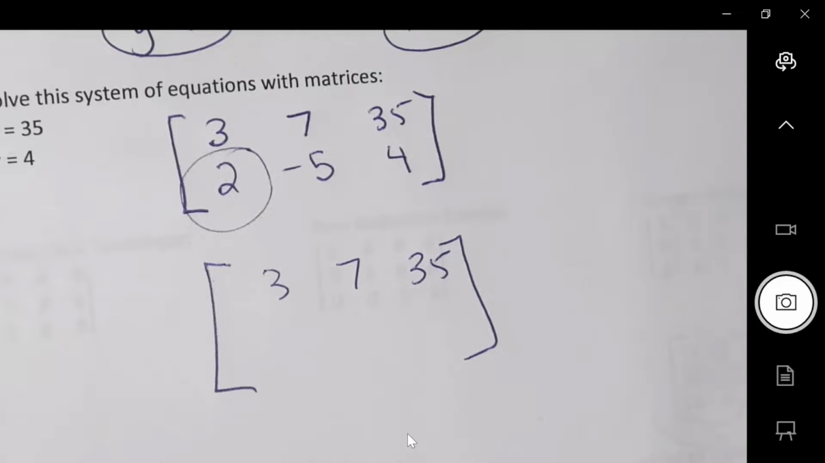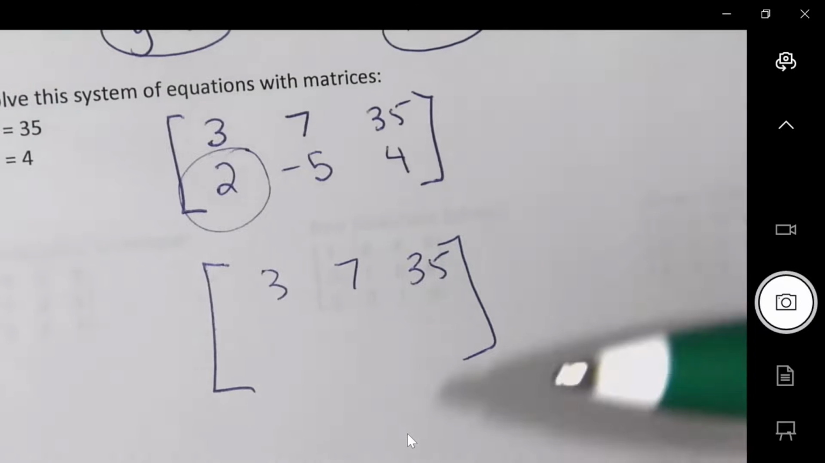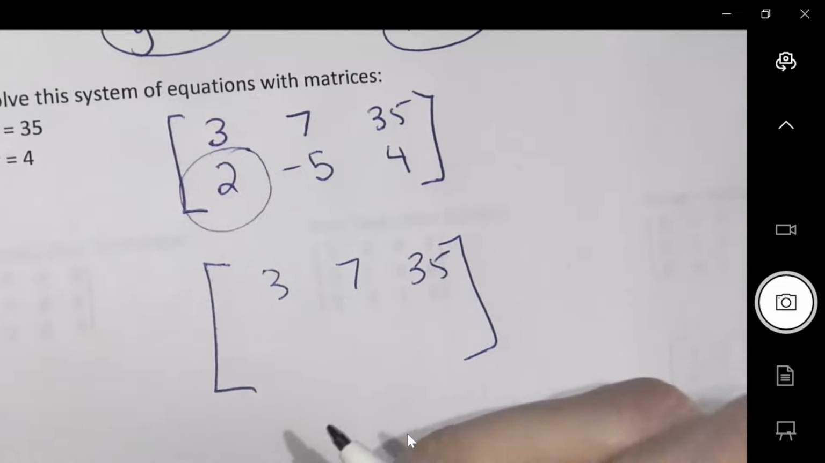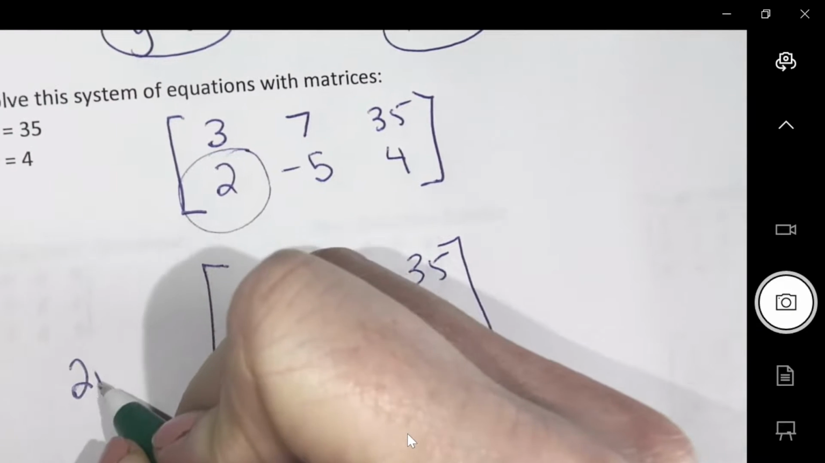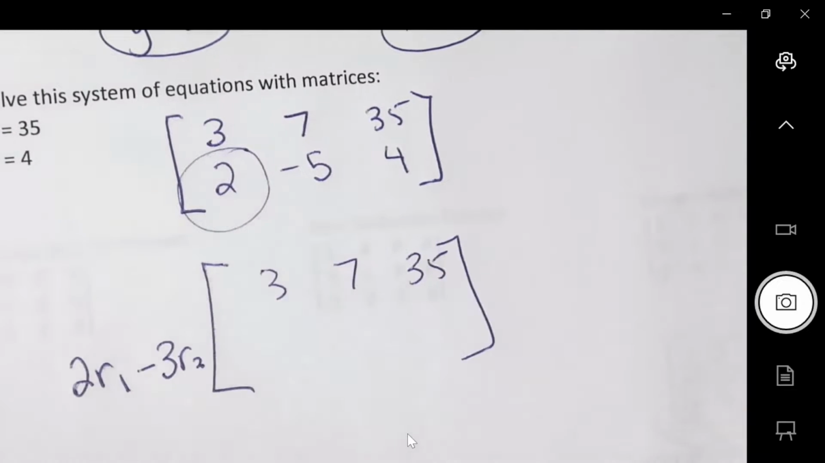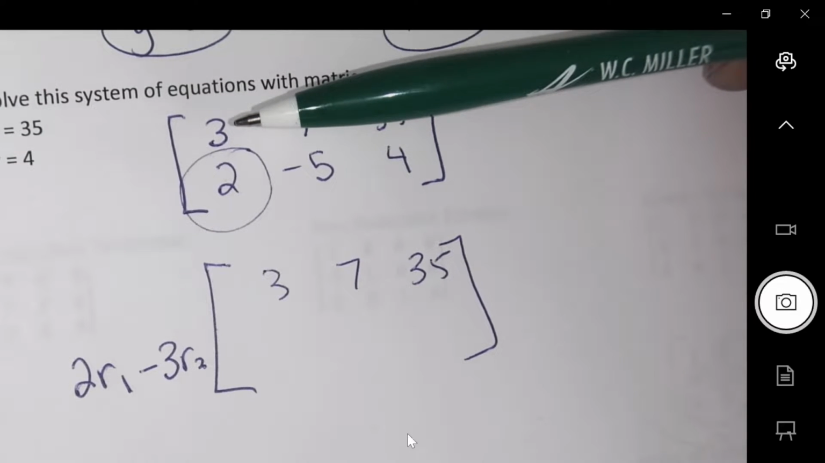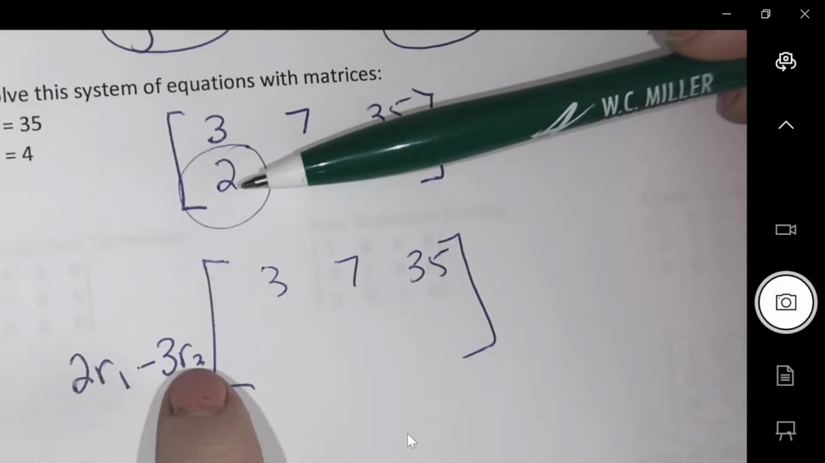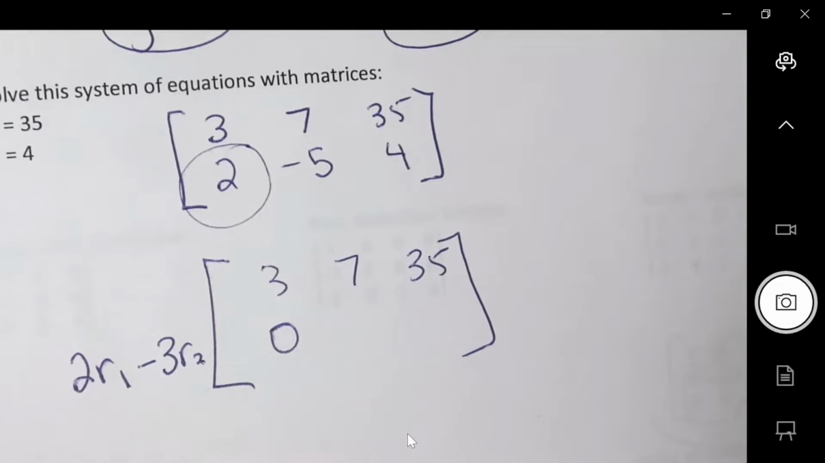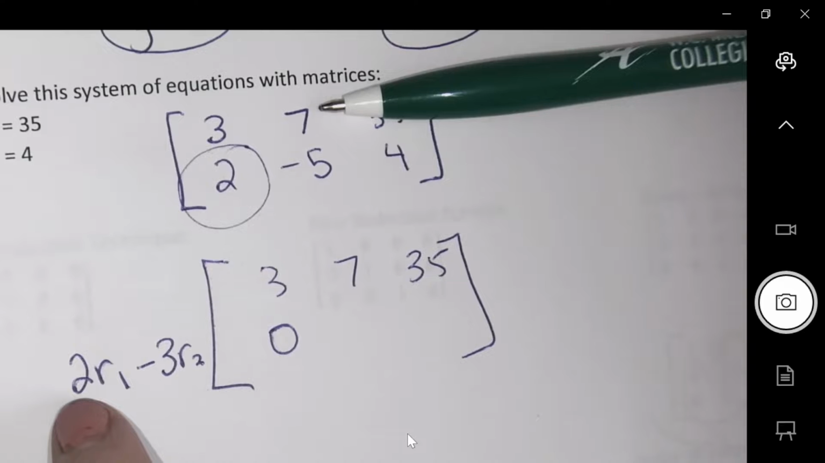Anybody have an idea of how I could zero that out? I'm going to times this by 2 and times this by 3 and then put them together. Do you remember doing that in your equations from grade 10? So I'm going to go 2 row 1s subtract 3 row 2s. Okay, so that makes 6 subtract 6, 0. Okay, you ready for the numbers here? 2 of these is 14.